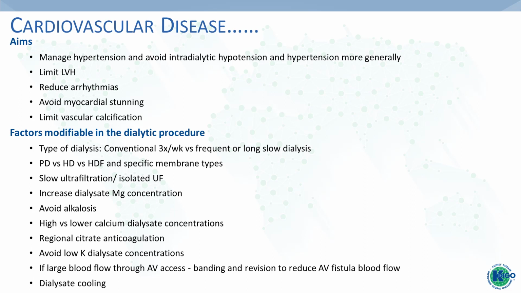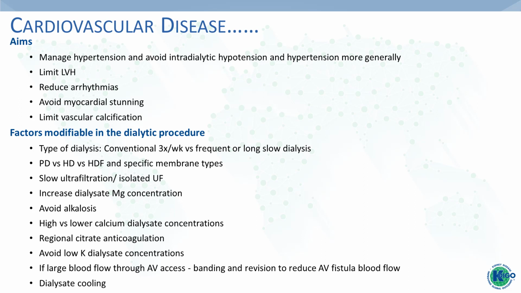There's also some evidence that lowering the calcium when we use regional citrate anticoagulation is able to reduce the calcium transfer and reduce vascular calcification. We recognise now, particularly with the use of potassium binders, that the use of low potassium dialysate is associated with unstable cardiac arrhythmias. So if we can avoid a K of 1, then most clinicians would do that.